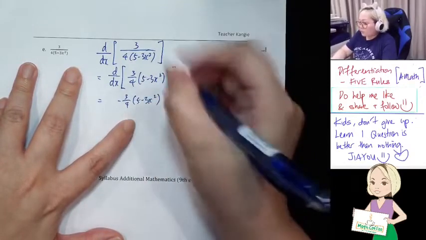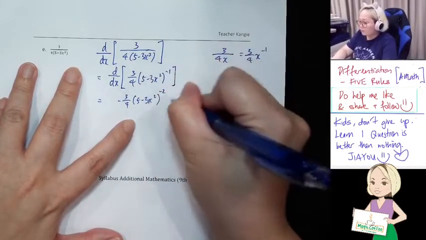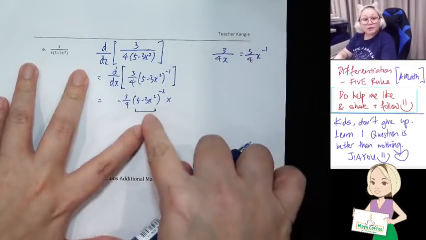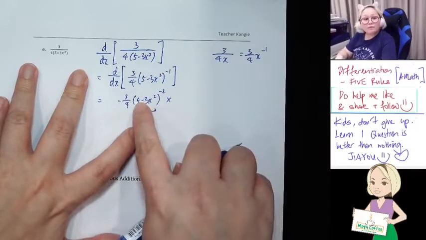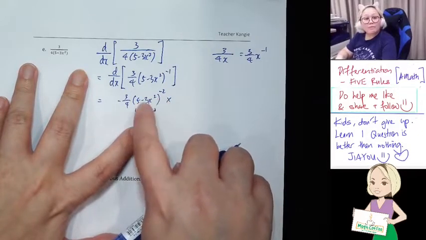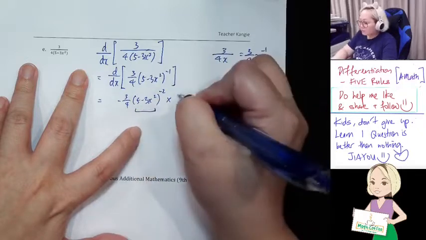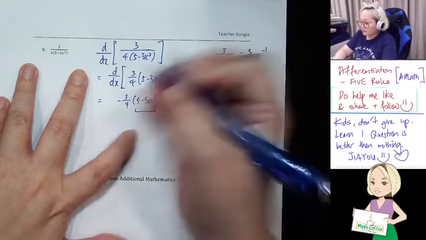Power minus 1 means minus 1, so it's minus 2. Multiply by differentiate inside. So when I differentiate inside, the 5 disappears. Differentiate this one is 2 times negative 3, so it's minus 6. Then 2 minus 1 is 1, so it's minus 6x.